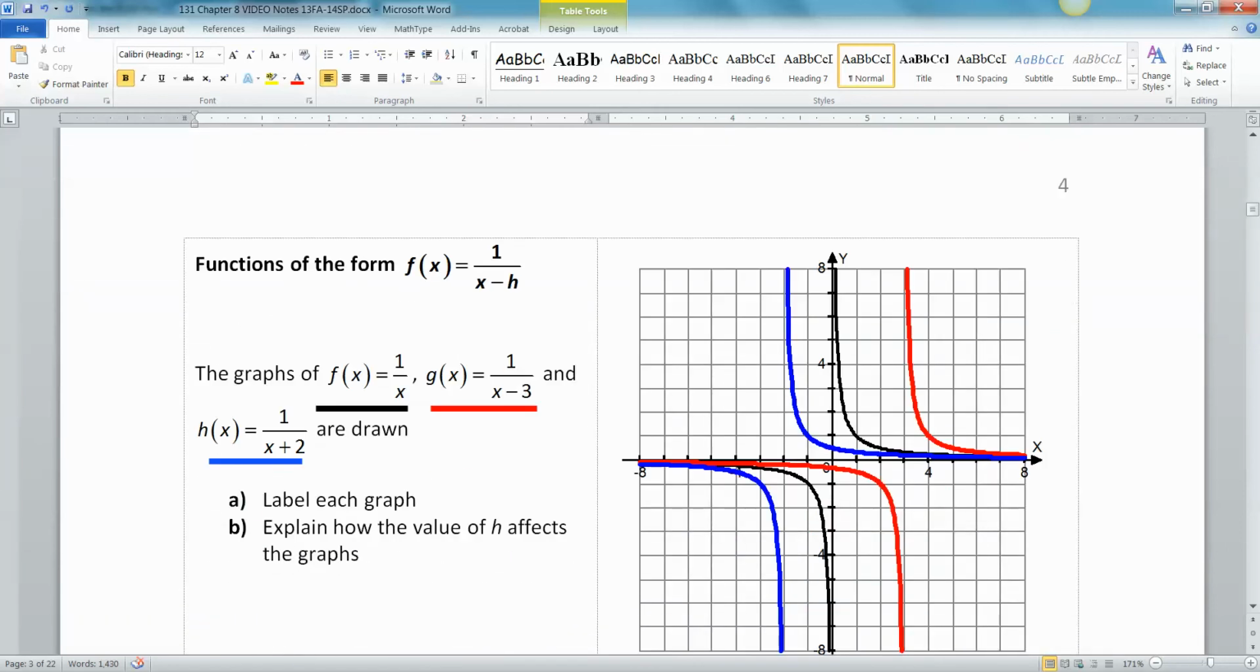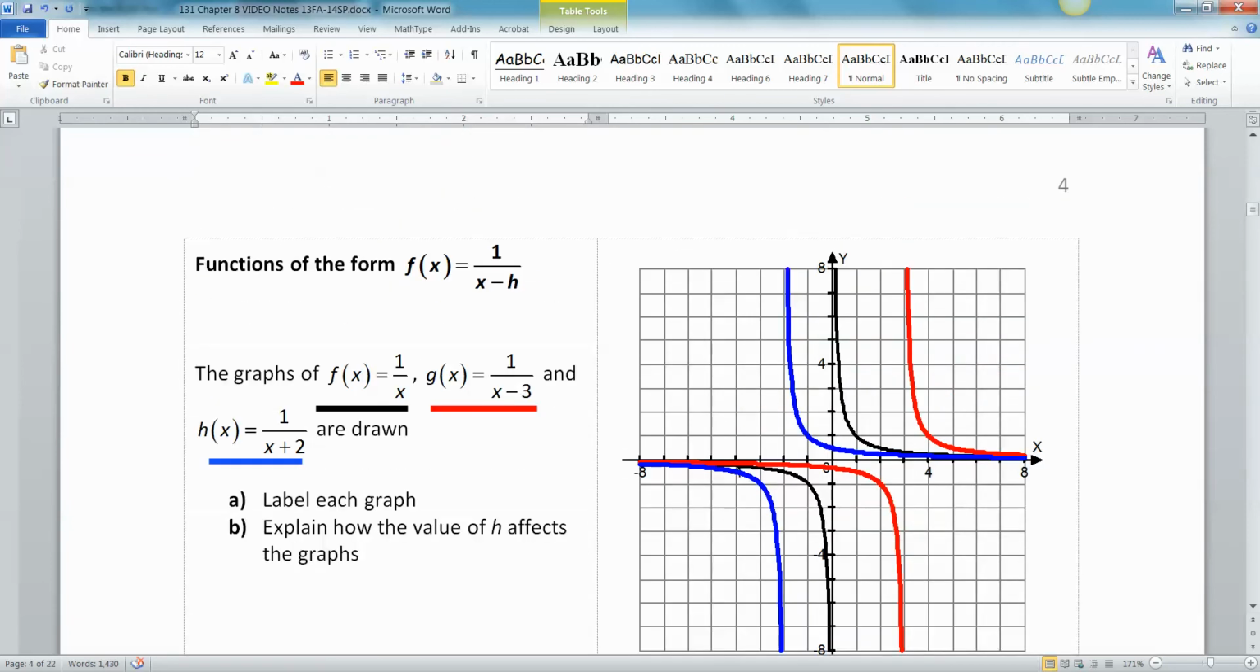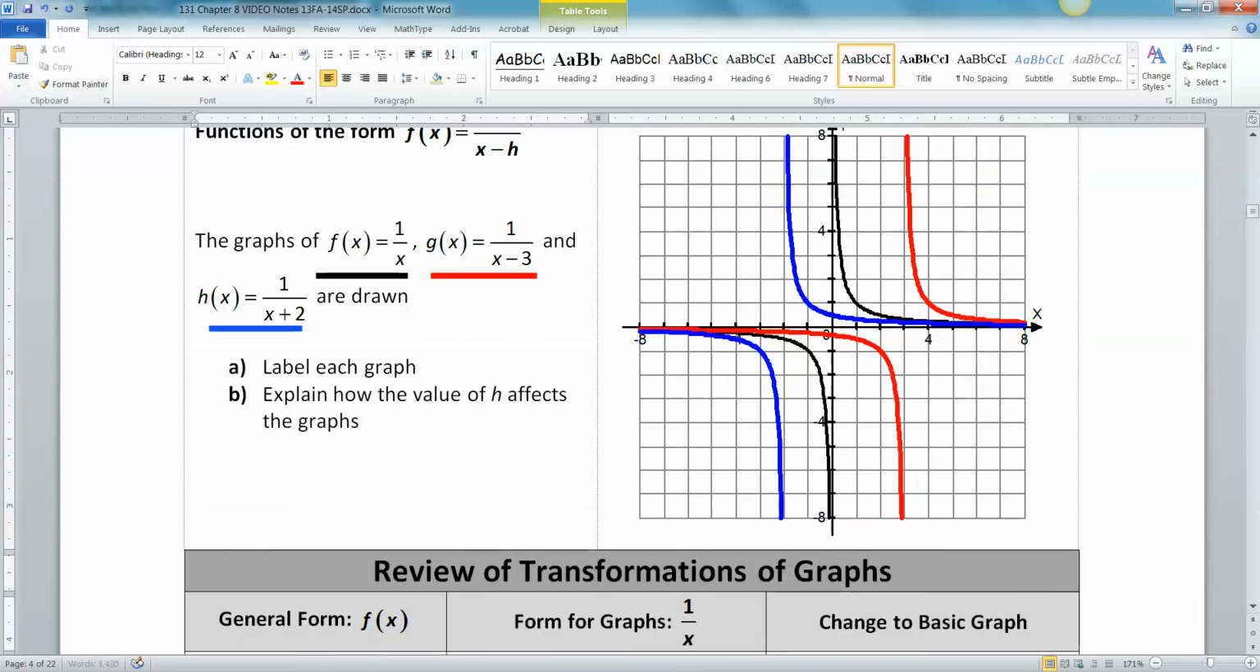All right, what happens if we start messing around with a value inside the fraction with x? So here's 1 over x, that's the black one, same as the one that we've looked at before. Then I have minus 3, that's the red one. I think again, it's easy to see up here at the top at 8. So if you look at it, it's right close to 0, and then the minus 3 is shifted 1, 2, 3 to the right. And then the blue plus 2 is 2 to the left. And that's because h is always backwards in the formula.